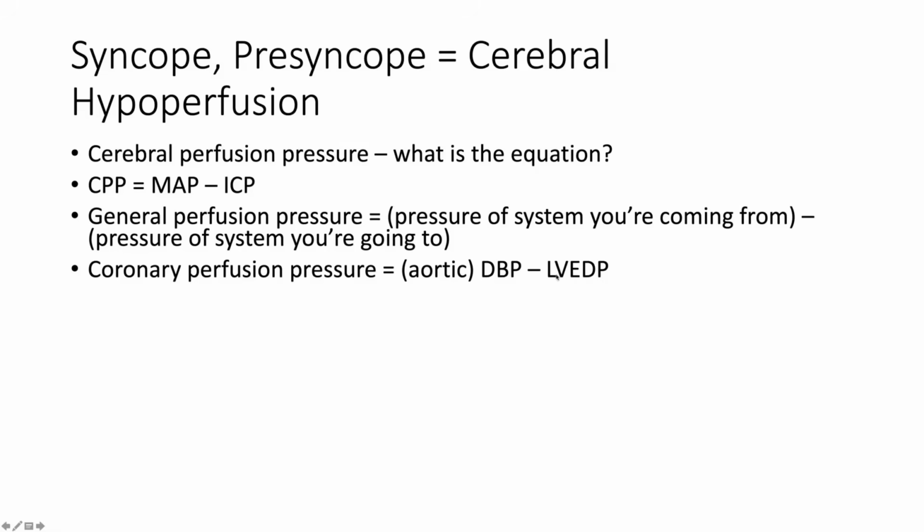They're going to the heart, where ultimately the blood is going to end up in the left ventricle. You're looking at the diastolic blood pressure, but it's coming from the aorta. It's ending up in the heart. The perfusion pressure is just the pressure it's coming from minus the pressure it's going to.